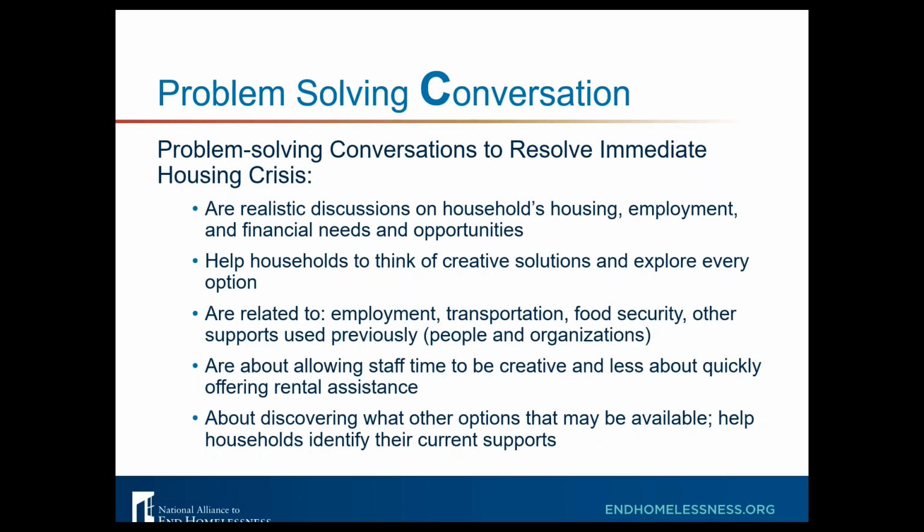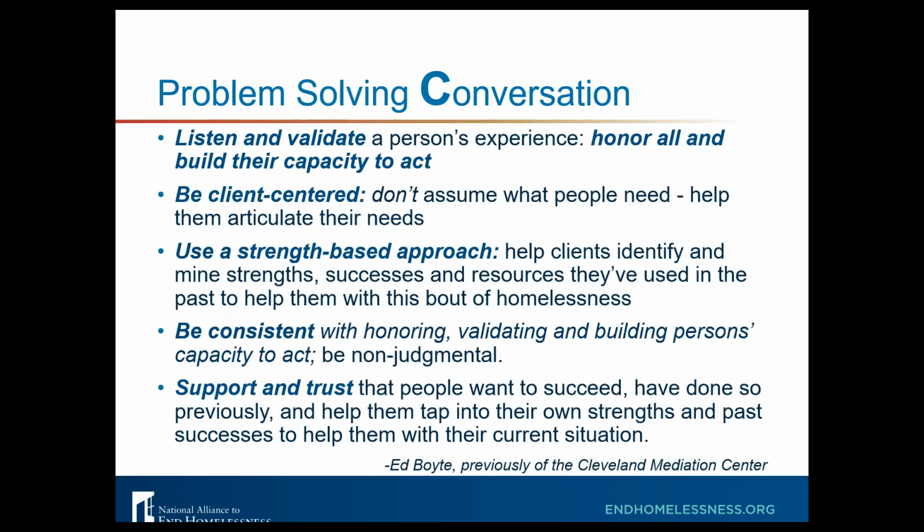So you want to have these realistic discussions and really help your household think of creative solutions. So it's all about all kinds of stuff. It can be about employment. It can be about transportation. It can be about food security. And Felicia said this so succinctly: what are the kinds of supports they've used? Who are they already connected with in the community, and making sure that those connections happen? So really that last bullet on this slide, really discover what other options might be available and help them identify those current supports. Next slide.